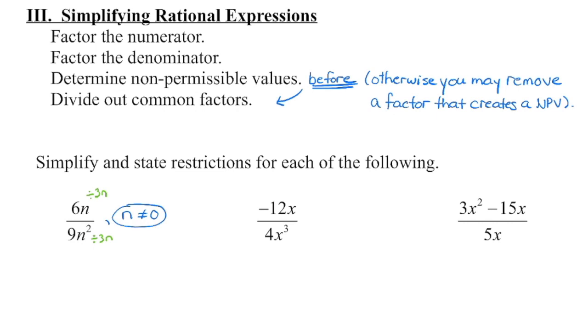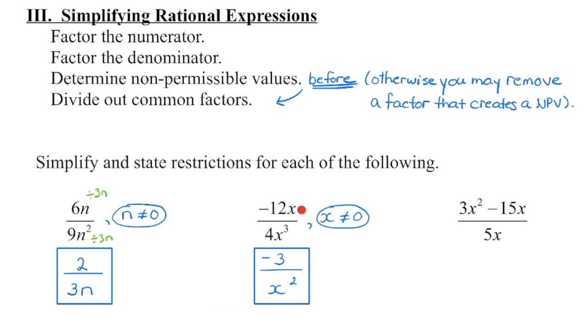And when we do that, 6n divided by 3n is 2. 9n squared divided by 3n, so 9 divided by 3 is 3. N squared divided by n is n. So remember, when you're dividing powers with the same base, we're going to subtract the exponents. 2 minus 1 is 1. And then this is our simplified answer. I want you to pause the video, see if you can do the next one.